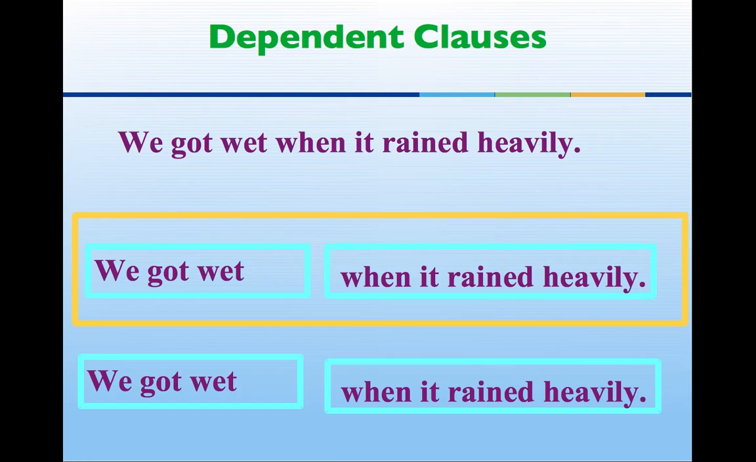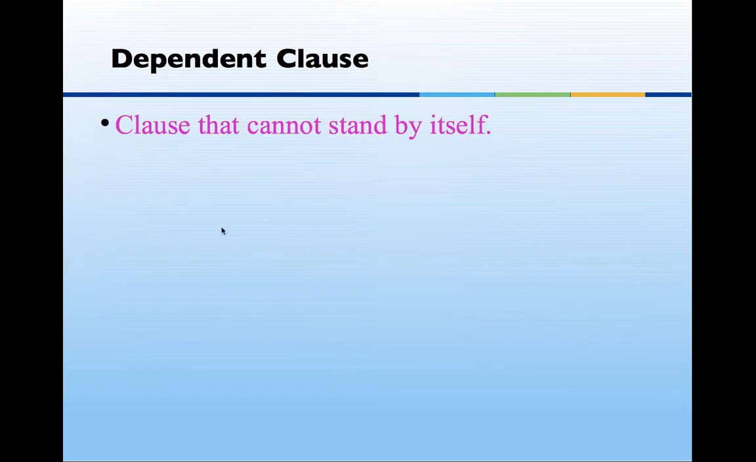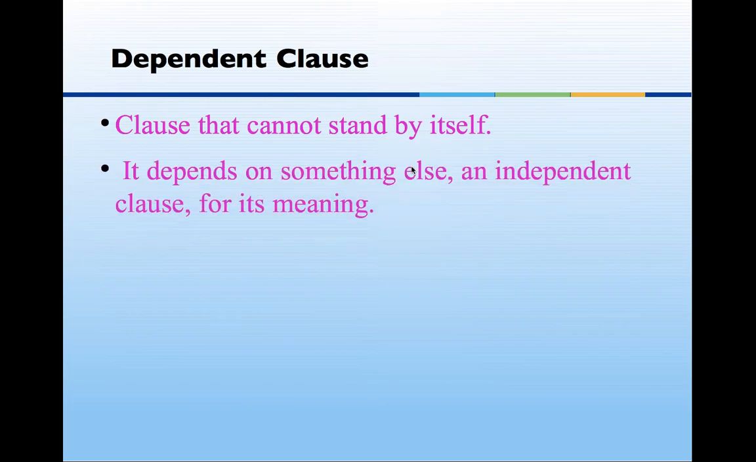So when we join the dependent clauses with independent clause, what do we use? We use subordinating conjunctions. And what are subordinating conjunctions? Okay, let's come to the definition first. What is a dependent clause? A clause that cannot stand by itself, meaning it depends on the other part of the sentence to give its complete meaning or to clear the meaning. Usually it depends on the independent clause to complete its meaning.